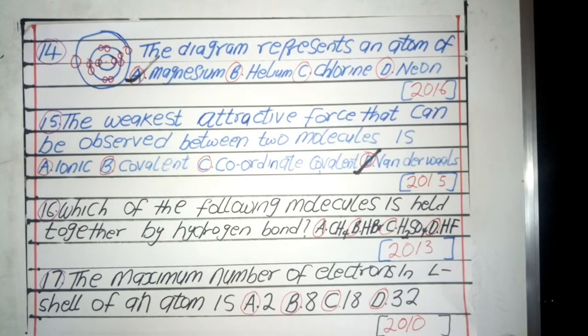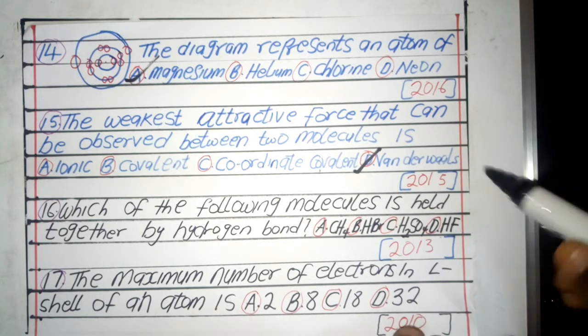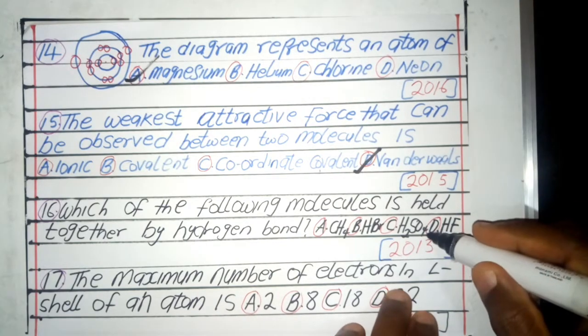So first of all, a hydrogen bond is formed when hydrogen is attached to electronegative elements like fluorine, oxygen, and nitrogen. In this option, the only one that is attached to either fluorine, oxygen, or nitrogen is D. So the answer to this question is D.